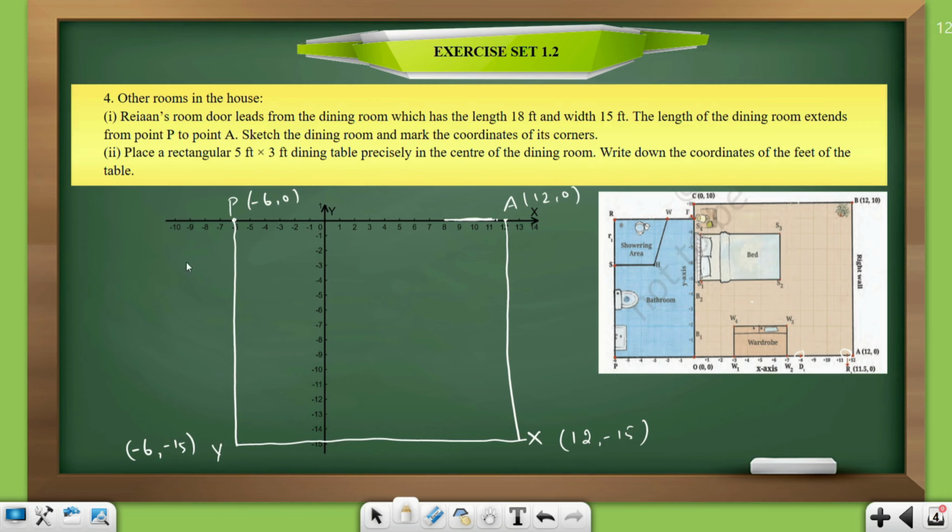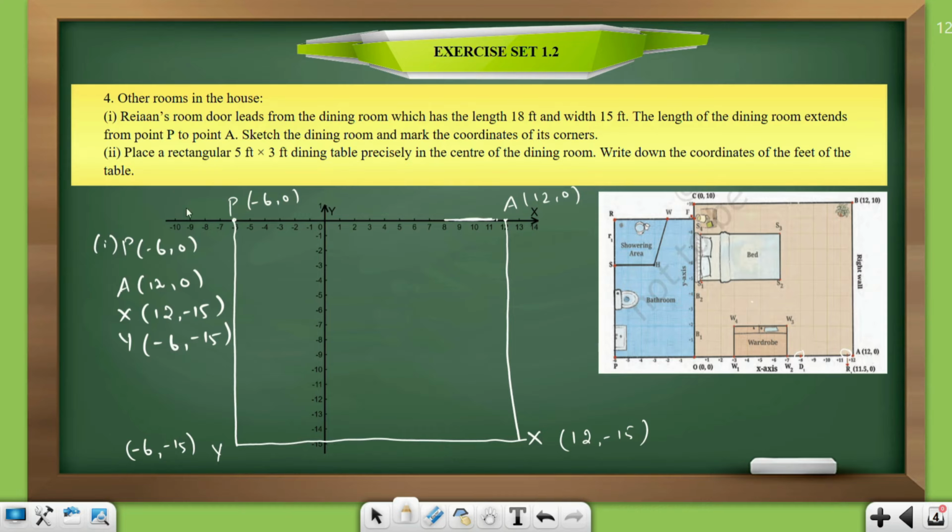So for the first question, your answers are going to be: the corners are the first point P, which is minus 6 comma 0, the second point A, which is 12 comma 0, the third point capital X, which is 12 comma minus 15, and the last point Y, which is minus 6 comma minus 15. So these are the coordinates of the dining room here.